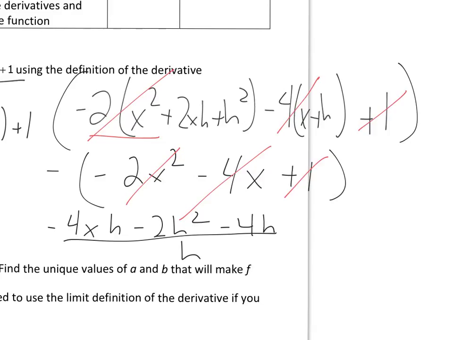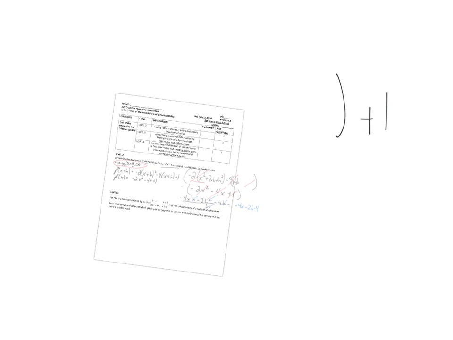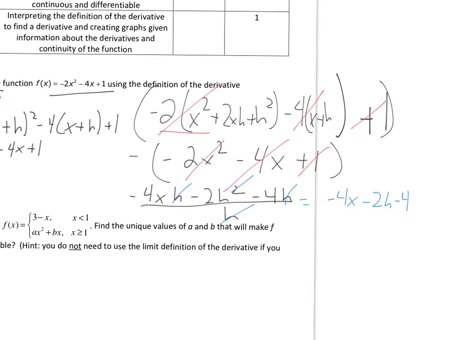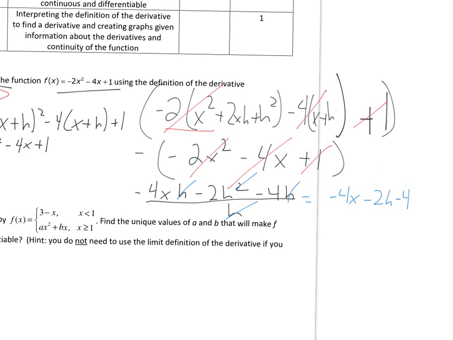And I notice, again, each term has an h in it. So I'm now left with negative 4x minus 2h minus 4. Well, I want to remember from the very beginning of this problem that we were looking at this as the limit as h approaches 0. As h approaches 0, that term will go to 0. Final answer, negative 4x minus 4.